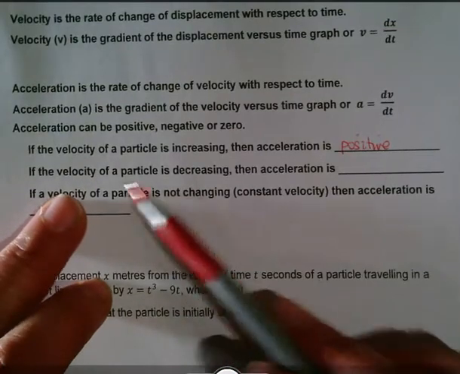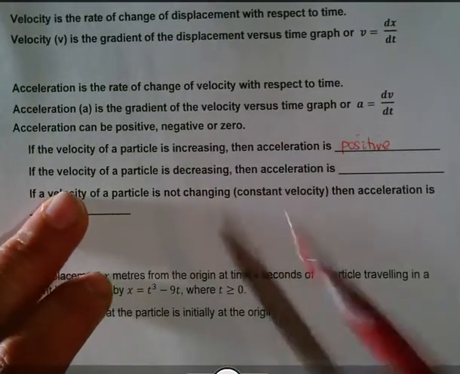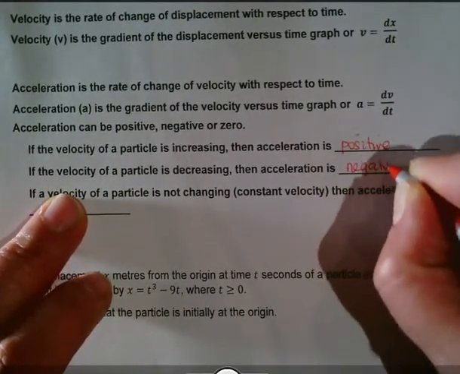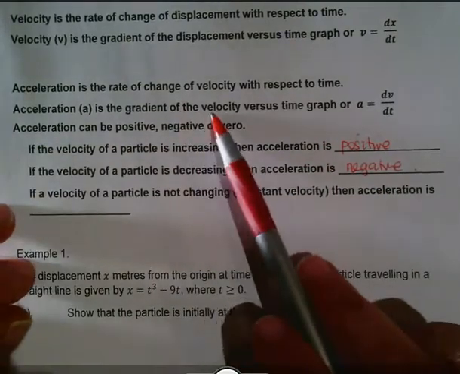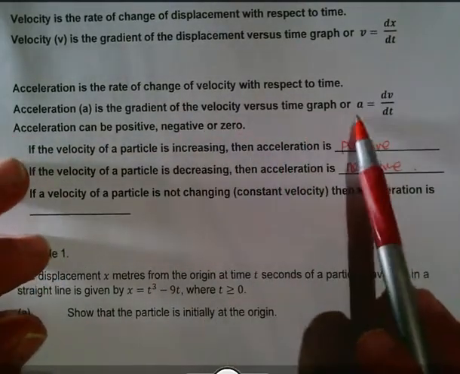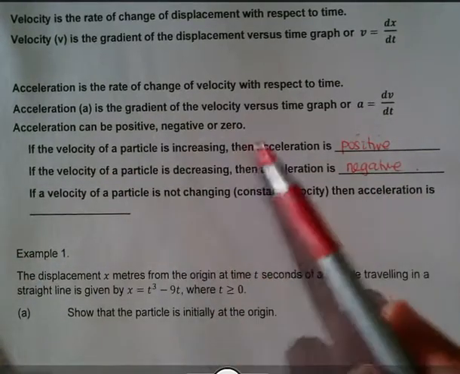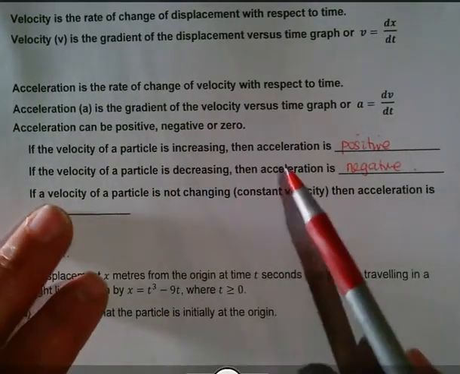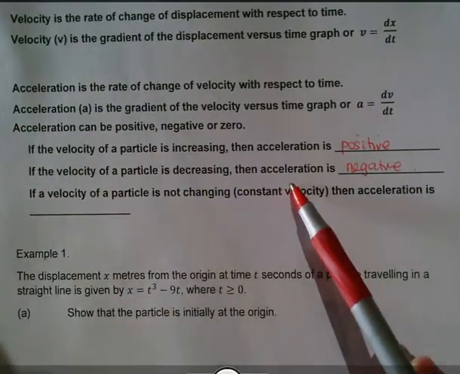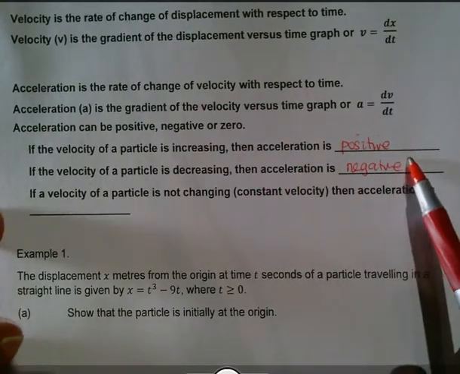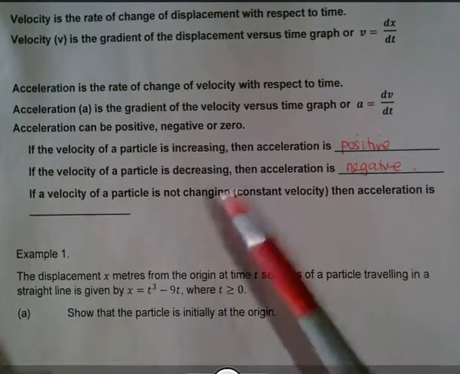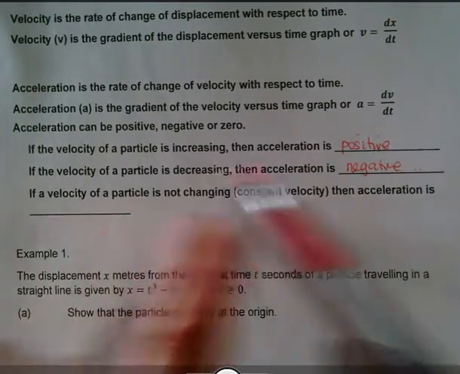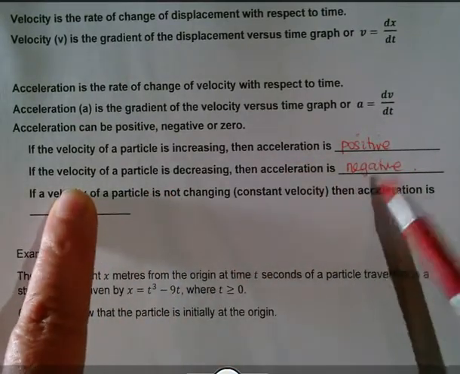Now, if the velocity of the particle is decreasing, in other words, if you're slowing down, then the acceleration will be negative because the acceleration is the gradient of the velocity versus time graph. So if you're accelerating, it's like you're going faster, so the velocity is increasing. If you're slowing down, it's like you're decelerating, so acceleration is negative. As I said before, in Year 12, you'll do more on this, where this really will only be negative if you're comparing it to the direction of the velocity.